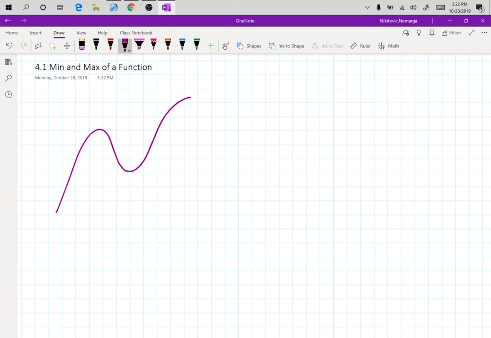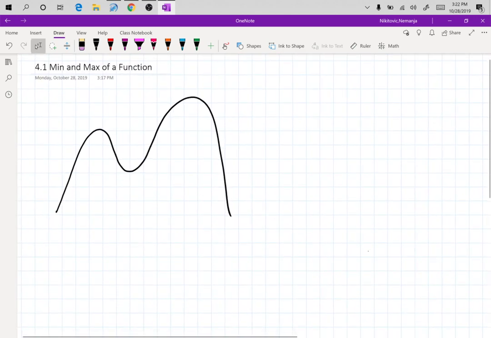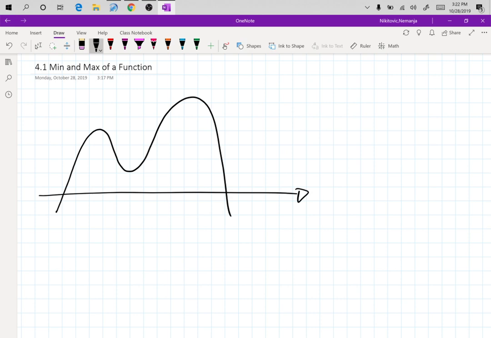This is section 4.1, starting chapter 4 on applications of derivatives, and we are going to talk about min and max today. When you take a look at a function that will look something like this, we can put that in some xy coordinate system. It doesn't really matter. We actually don't need this coordinate system at all. I'm just going to get rid of it, or leave it. Whatever.